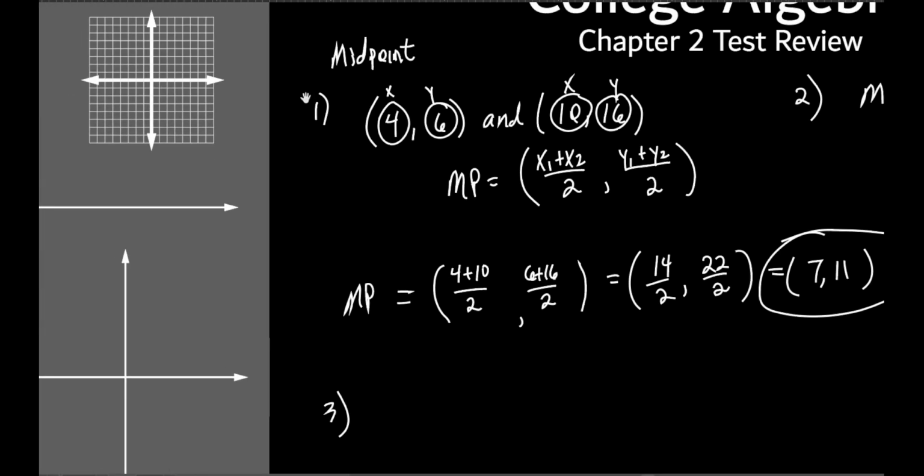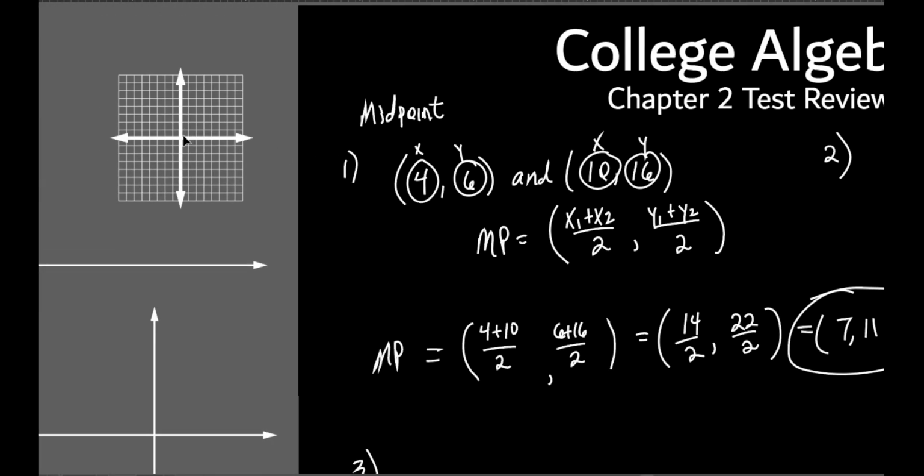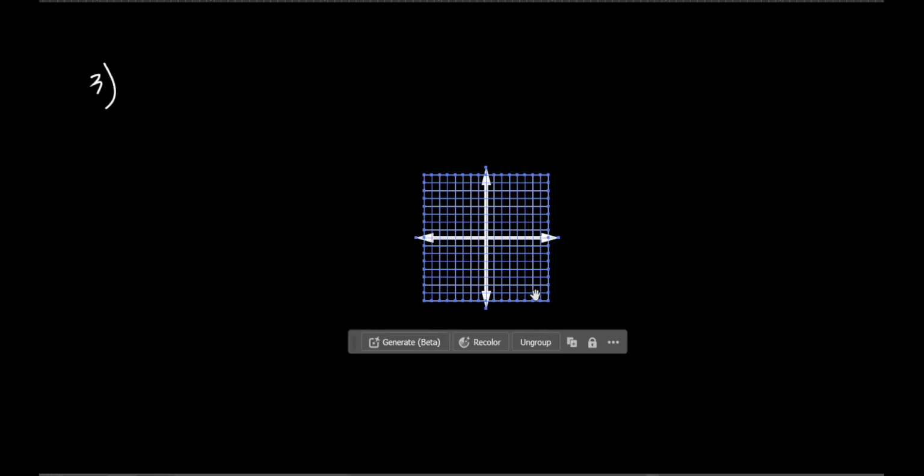All right, let's jump to number 3. Number 3 is also a midpoint problem, but I don't give you the points. Take a wild guess. I give you a graph. They did this on the homeworks, didn't they? I think so too. It's probably where I got it from.